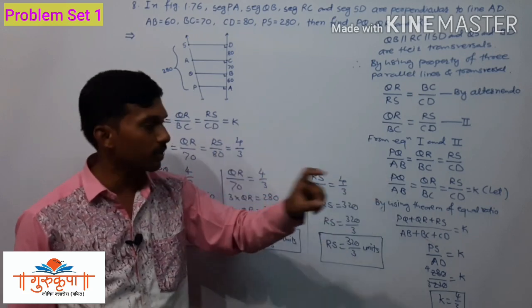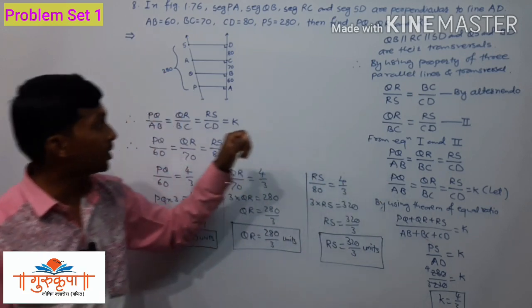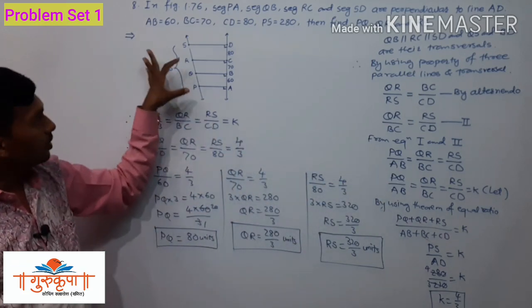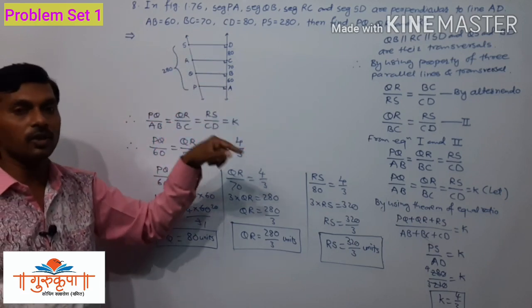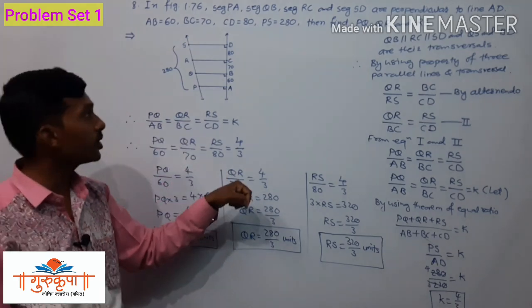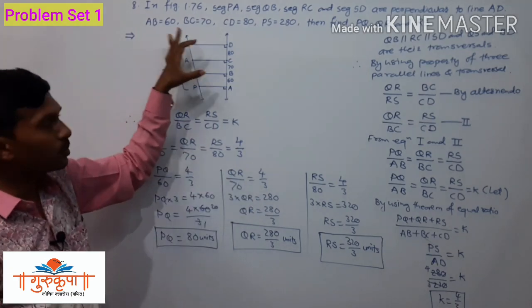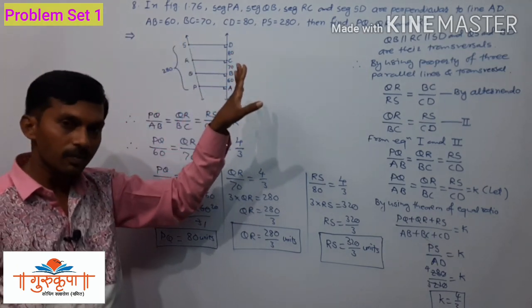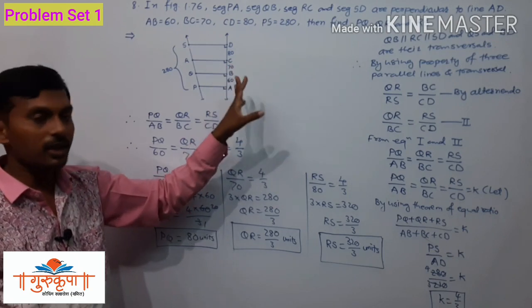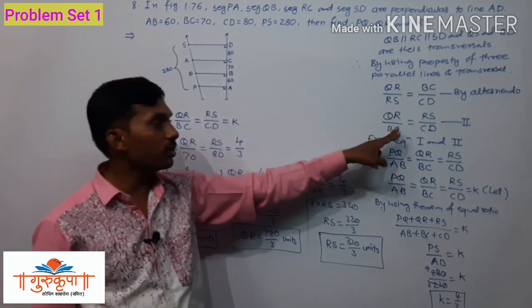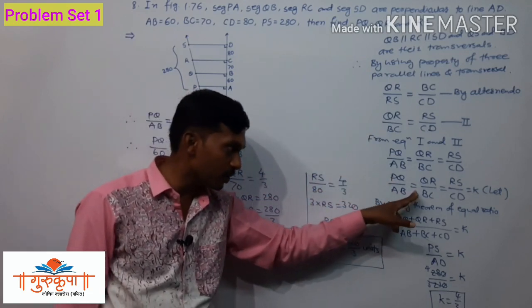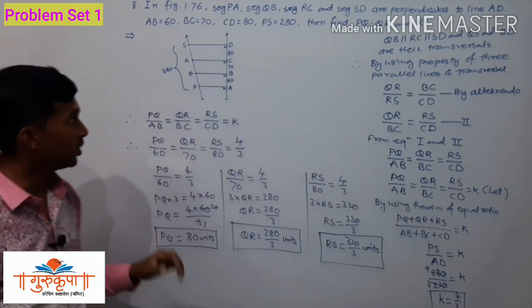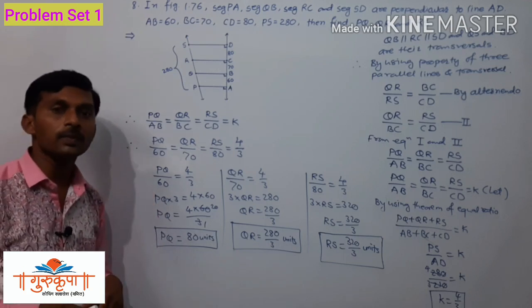So we have 2 steps to get this equation. In the first step, what we have to do, use these three lines, use the property, and then use the property of alternando, you will get the first equation. Then use these three lines, the property of parallel lines and their transversal, and again using alternando you will get this equation, and from equations 1 and 2 you will get this most important equation. So this is all about example number 8.